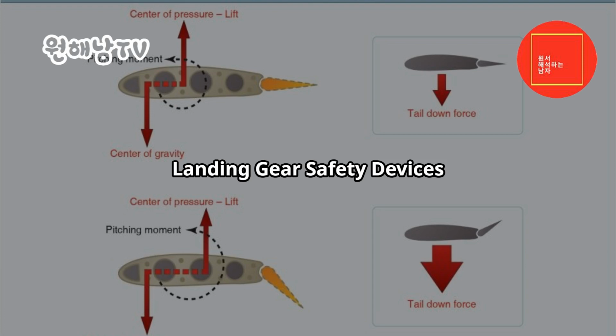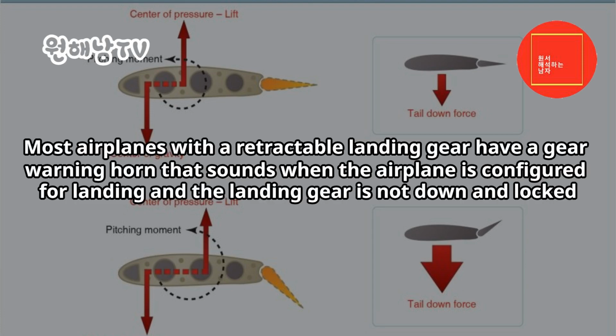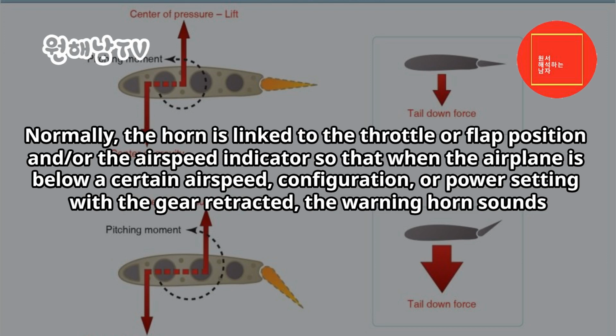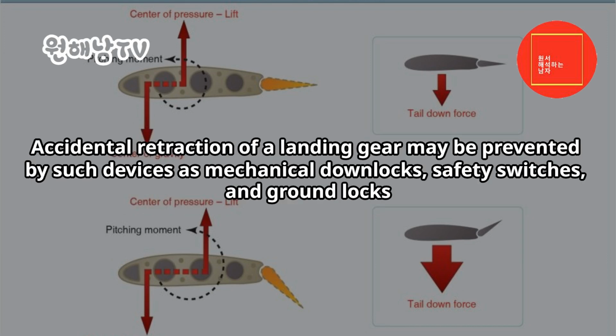Landing gear safety devices. Most airplanes with a retractable landing gear have a gear warning horn that sounds when the airplane is configured for landing, and the landing gear is not down and locked. Normally, the horn is linked to the throttle or flap position and/or the airspeed indicator so that when the airplane is below a certain airspeed, configuration, or power setting with the gear retracted, the warning horn sounds. Accidental retraction of a landing gear may be prevented by such devices as mechanical downlocks, safety switches, and ground locks.